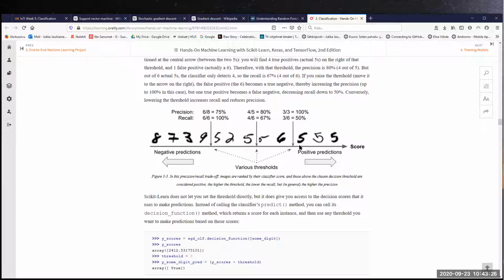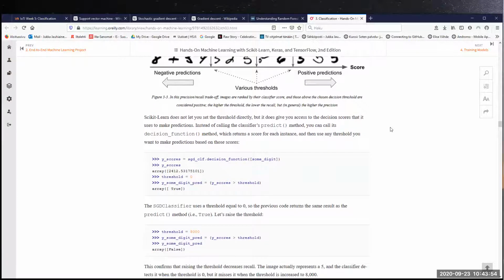Now, if you move the threshold here, you see that the precision goes up. You have 3 5s rightly classified as 5. But now the recall has dropped to 50%. And if you put the threshold here, precision goes down, recall goes up. So they are always moving in opposite directions.